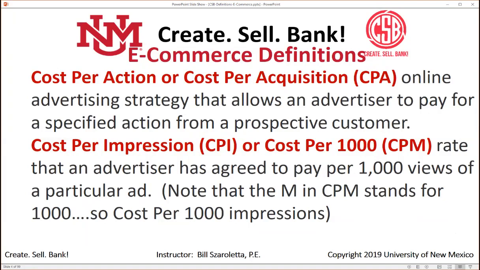Cost per impression, the CPI, or cost per 1,000, the CPM, is the rate that an advertiser has agreed to pay per 1,000 views of a particular ad. Now, the M in CPM comes from the Roman numeral for 1,000. Roman numeral for 1,000 is M. So it's cost per 1,000 impressions.